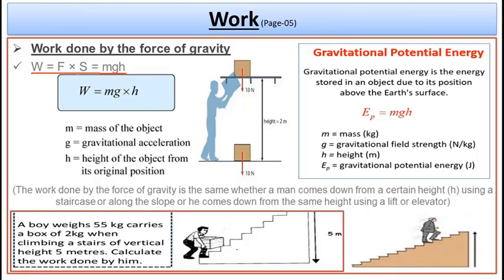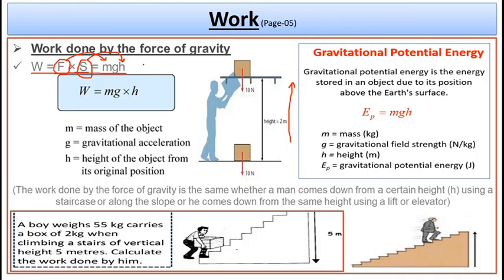Now let's understand the relation in mgh. As we know, work done is equal to force into displacement, but we can write F as mg also, because it is the product of mass and acceleration. When you are lifting any object in the upward direction, the acceleration is taken as the acceleration due to gravity, and the displacement changes to the height till which you lifted the body.